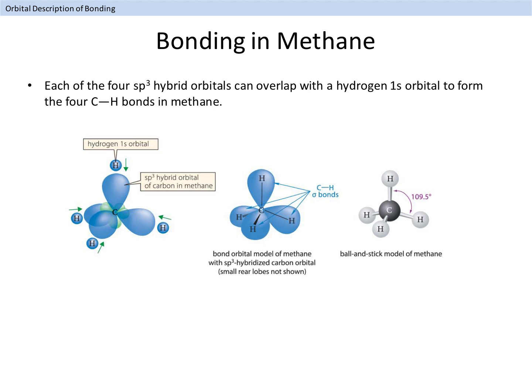As mentioned previously, here is a graphic showing the sigma bonding that occurs between the hydrogen 1s orbitals and the carbon sp3 orbitals in methane, along with the tetrahedral geometry.